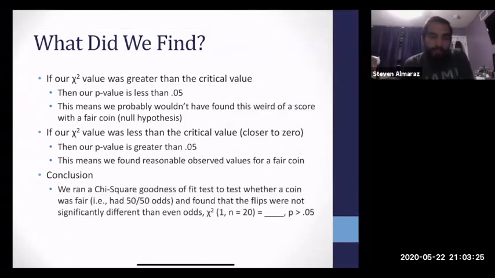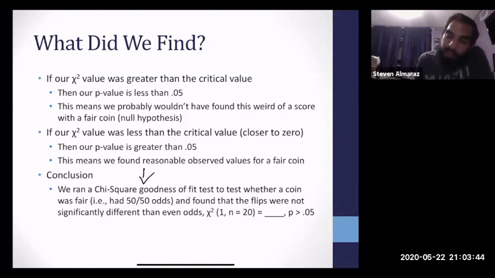So what's our conclusion? Well, we ran a chi-squared goodness of fit test to test whether a coin was fair. When we're doing our conclusions, we always want to start with what kind of test we ran, all right? And we wanted to test whether a coin was fair, in other words, whether it had 50-50 odds. And found that the flips were not significantly different than even odds.